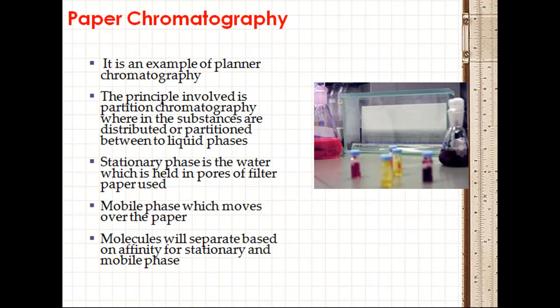Paper chromatography is an example of planar chromatography. The principle involved is partition chromatography, wherein the substances are distributed or partitioned between the two liquid phases. Stationary phase is the water, mobile phase moves over the water, and molecules will separate based on their affinity for stationary and mobile phase.